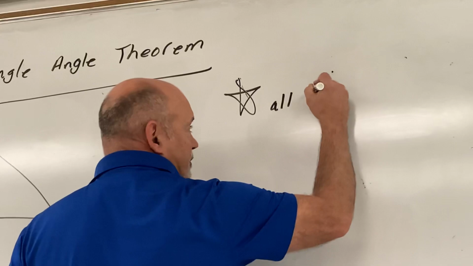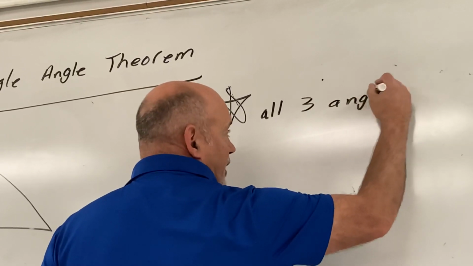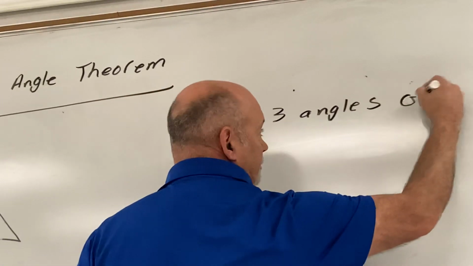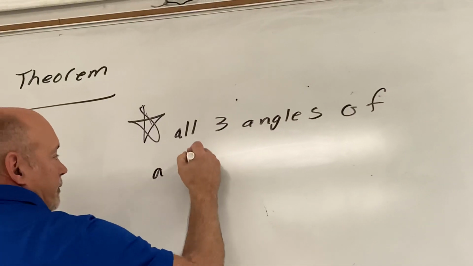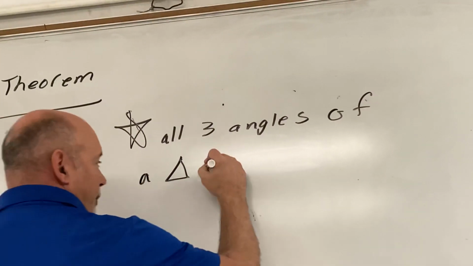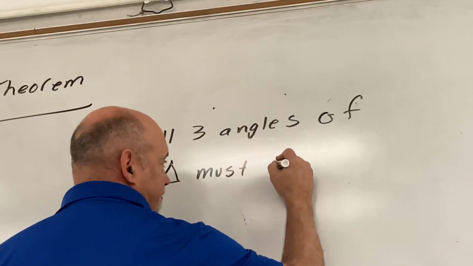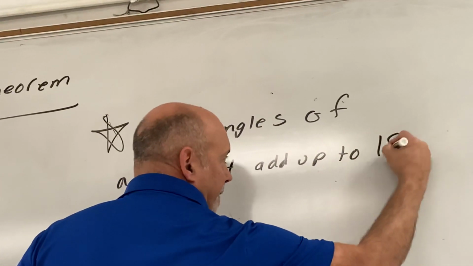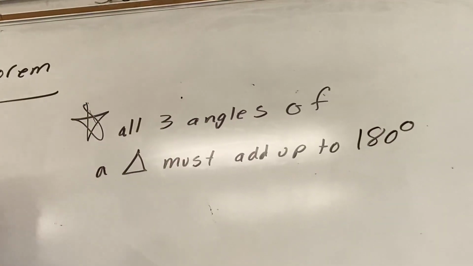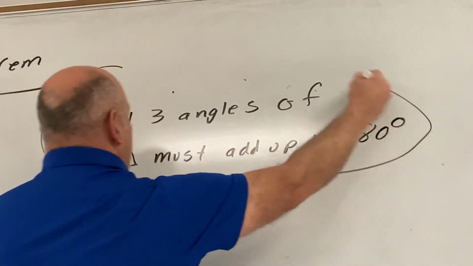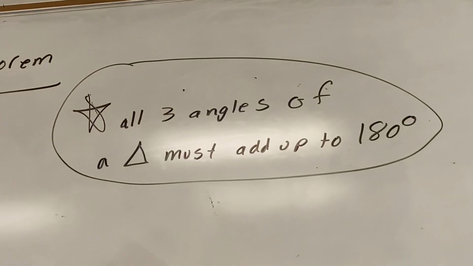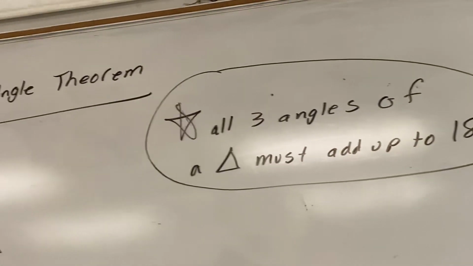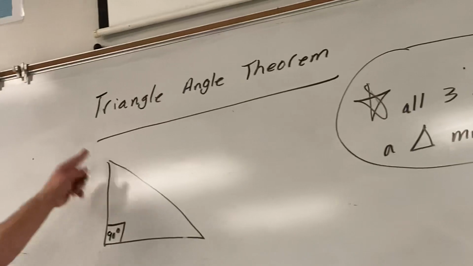All three angles of a triangle must add up to 180. Okay, that's good information to know, because today they're going to ask you maybe to find the angles for each corner of the triangle.